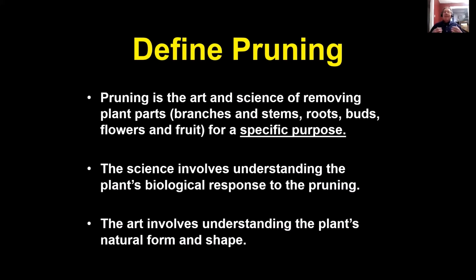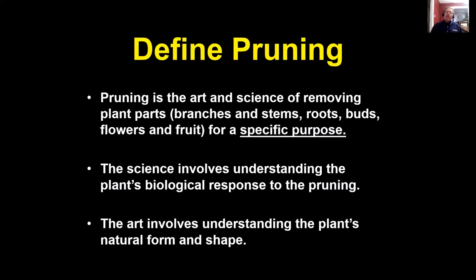When we talk about the science behind it, we have to understand these are living biological, woody plants. And there's a response to us removing either too much leafy tissue, which provides food for the plant, or think about it, we are wounding it. Every time we prune something, we are wounding living tissue. So there is a biological response to us wounding it.